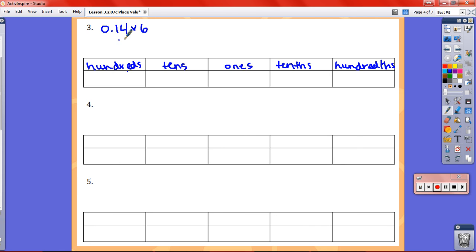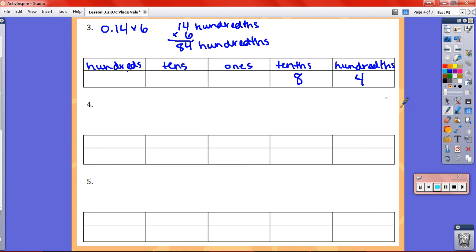So now we're going to do 14 hundredths times 6. Well, it's still 14 times 6. But like I said, it's 14 hundredths times 6. So our answer comes out in hundredths. So we put our far right digit into our place value column that we're working with, hundredths. And we put the overflow moving to the left.